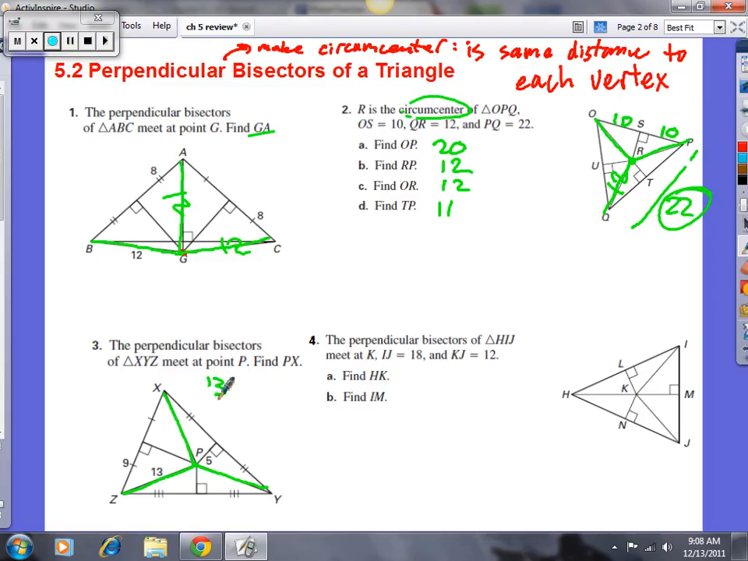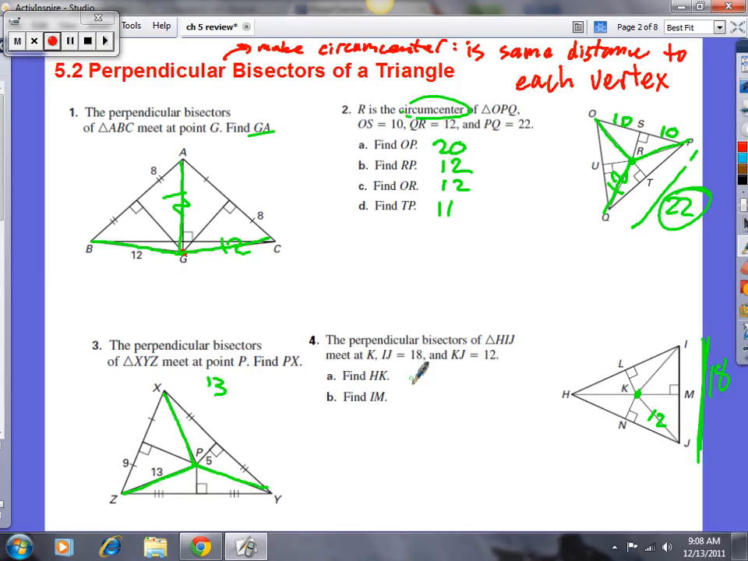Last one, number 4. The perpendicular bisectors meet at K. That means K is your circumcenter. So I to J is 18. From I to J, that's 18 tall. From K to J is 12.